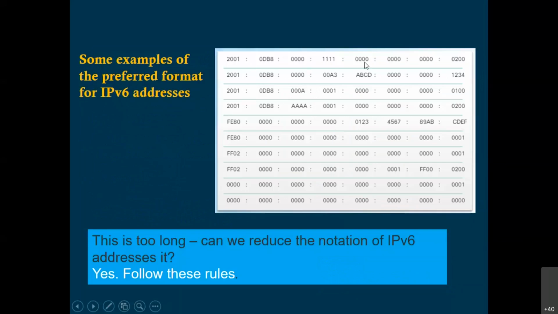Every 4 bits is represented by a single hexadecimal digit for a total of 32 hexadecimal values. So this is the preferred format of IP version 6 addresses. If we have been using 192.168.22.4, even that sometimes you feel like, what is the IP address for this one? So IP version 6, there you go. So the question is, this is too long. Can we reduce the notation of IP version 6 addresses? The answer is yes, but there are some rules that we need to follow.